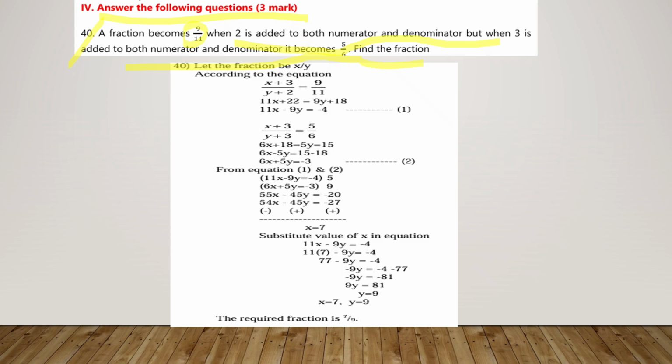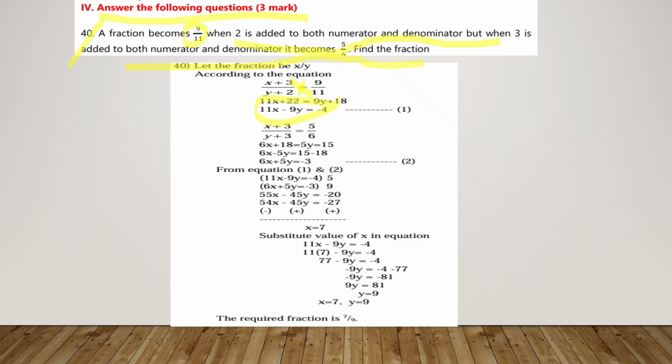According to the equation, x plus 2 by y plus 2 is equal to 9 by 11, because it is given that 2 is added to both the numerator and denominator, but when 3 is added to both the numerator and denominator, it becomes 5 by 6. So here, by cross multiplying, 11x plus 22 is equal to 9y plus 18. So 11x minus 9y is equal to minus 4. Take it as equation 1.